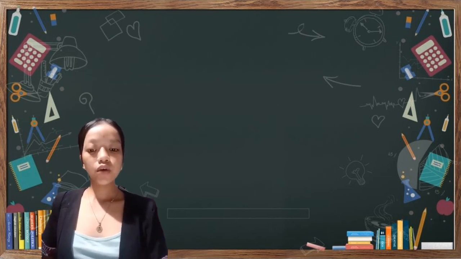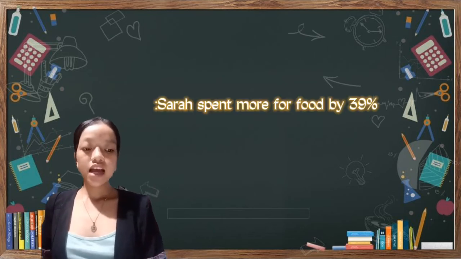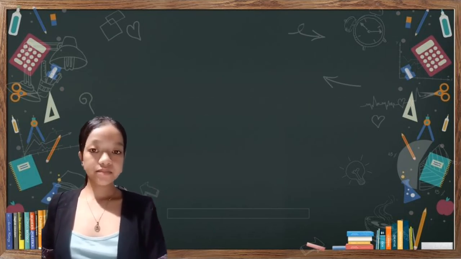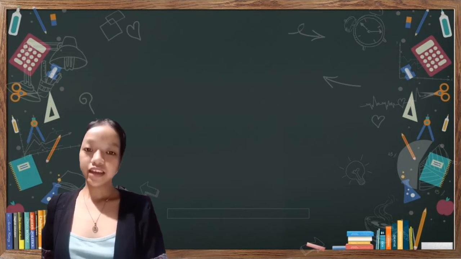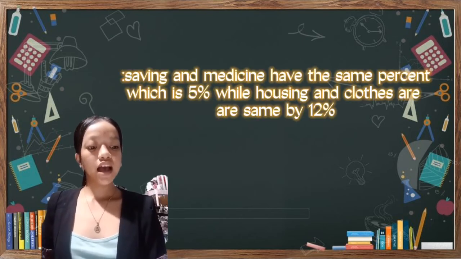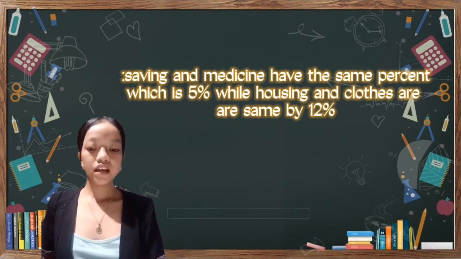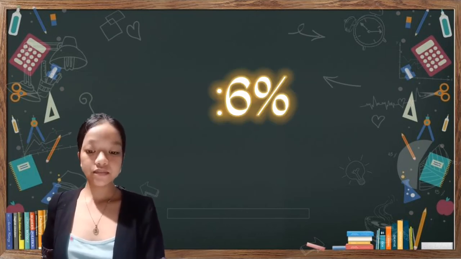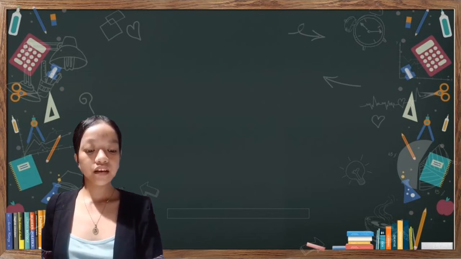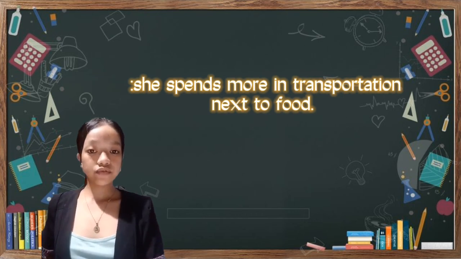Okay, class, if you're done, who wants to answer number 1? Okay, very good. Sarah spent more for food by 39%. Who wants to answer number 2? Okay, correct. Savings and medicines have the same percent, which is 5%, while housing and clothes are the same at 12%. And number 3. Okay, very good. Only 6%. For the last number, very good. She spent more on transportation next to food.